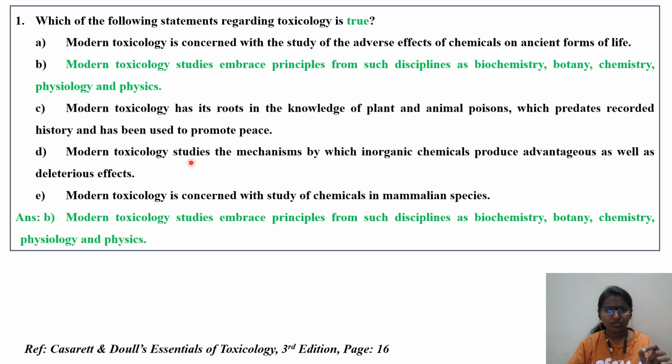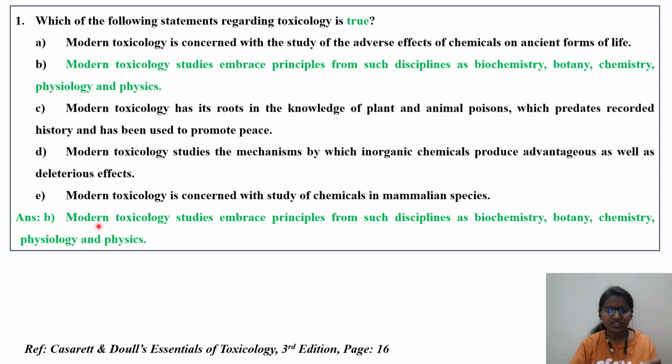Next, we have modern toxicology studies with mechanisms by which inorganic chemicals produce advantageous as well as deleterious effects. Whenever there is an advantageous effect, that will not come under toxicology. Toxicology deals with only adverse effects. And coming to inorganic chemicals, the definition should not pertain only to inorganic chemicals. Next, modern toxicology is concerned with the study of chemicals in mammalian species. It's not true, because prokaryotes, eukaryotes, non-rodents, all those things also come under the bigger umbrella, that is modern toxicology.